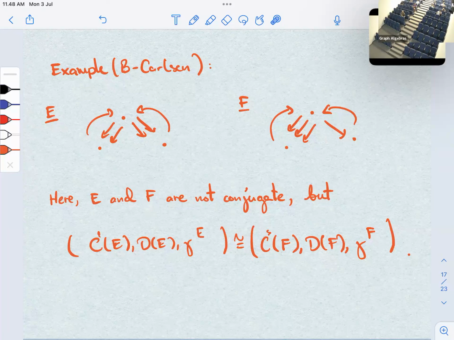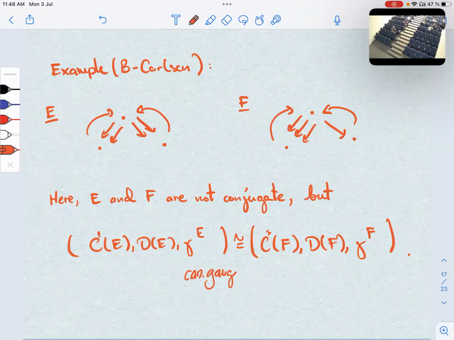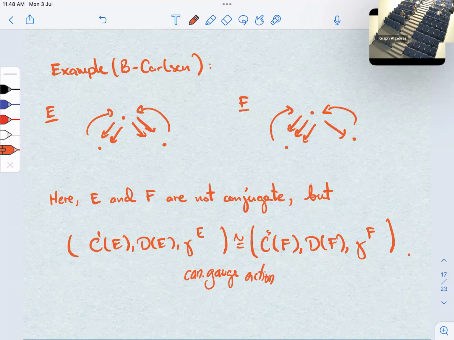So these gamma E and gamma F are the canonical gauge actions, and the canonical ones are preserved. I don't understand the question about weight. I think the question is that the canonical gauge action doesn't distinguish them. Exactly. Okay. So they are very closely related, but they're not conjugate. That means it's not enough to just look at the canonical gauge action in order to distinguish them.